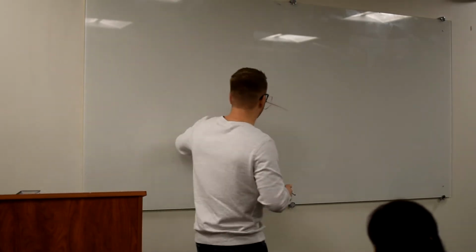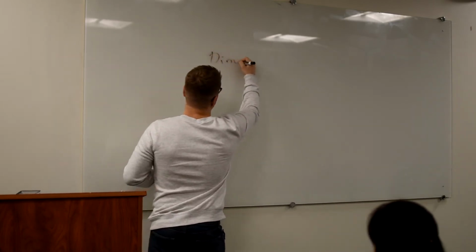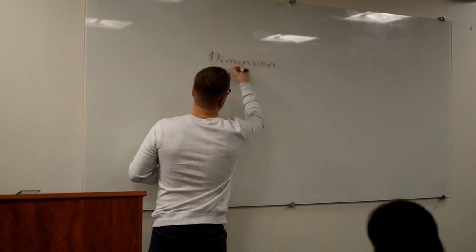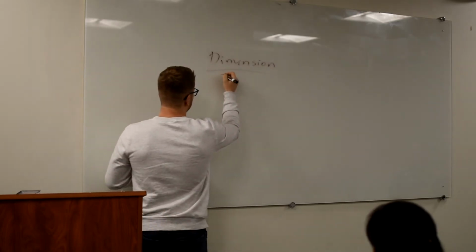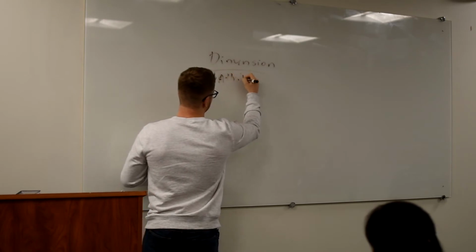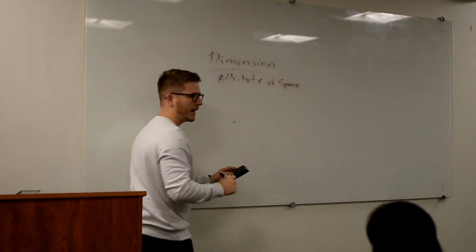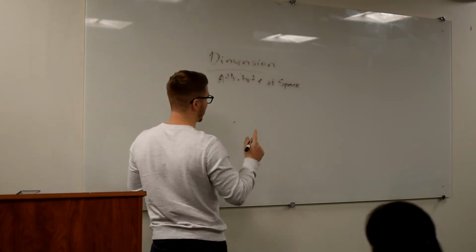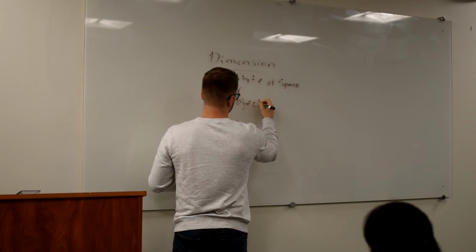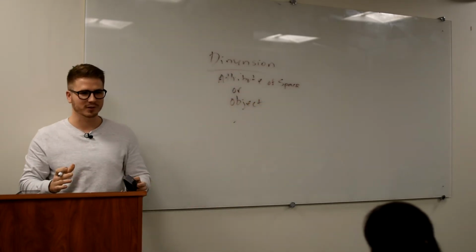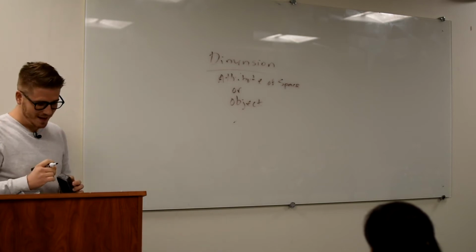So what is a dimension? Well, it's an attribute of space or an object. That's not the actual definition of a dimension. If you thought I was going to stop there, I'm sorry.